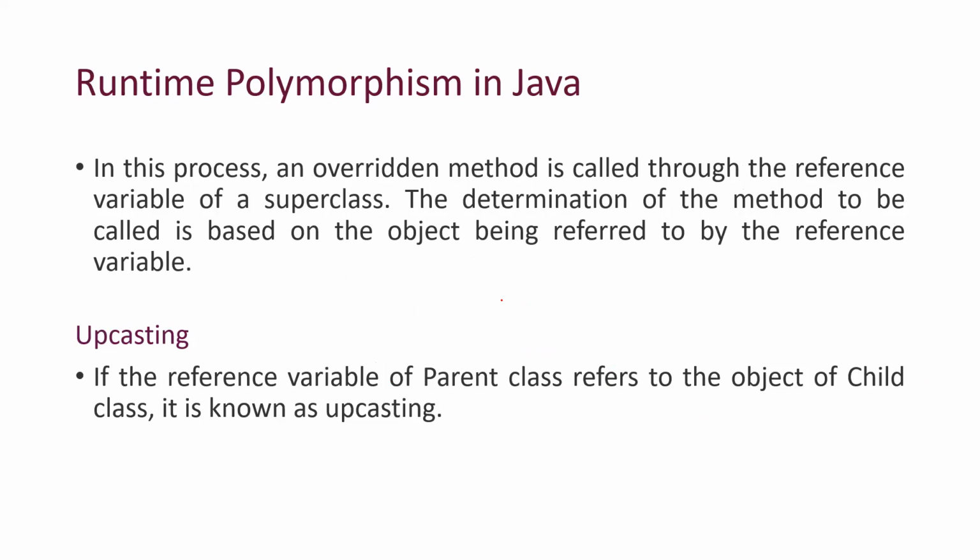It is shown through the reference variable of a superclass, and the determination of the method depends on the object being referred to. We can call runtime polymorphism upcasting. It means we refer to the parent class instance variables with the help of child class objects. The methods in the parent class are overridden in the child class. This is runtime polymorphism.